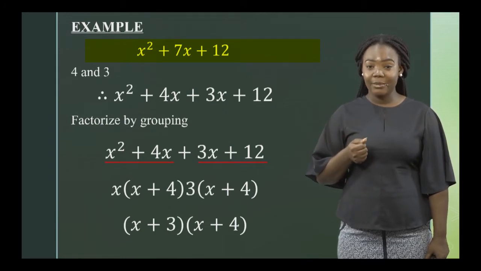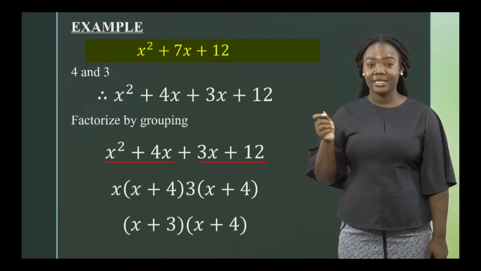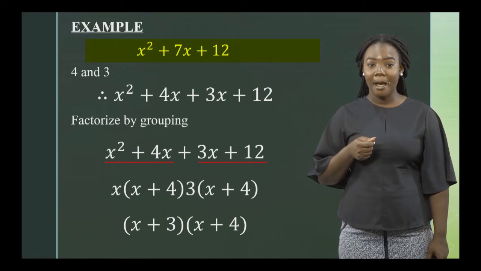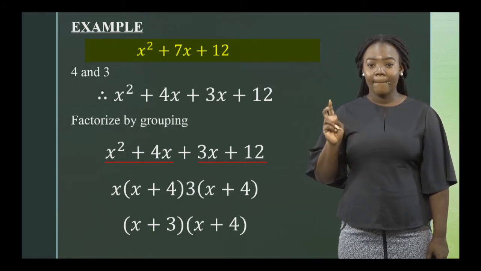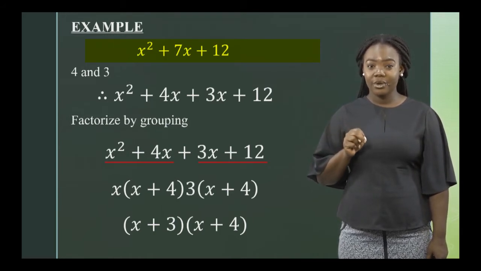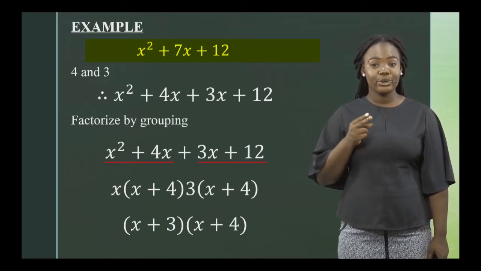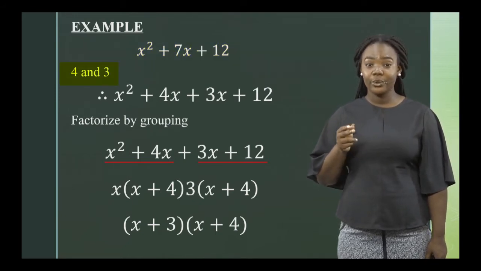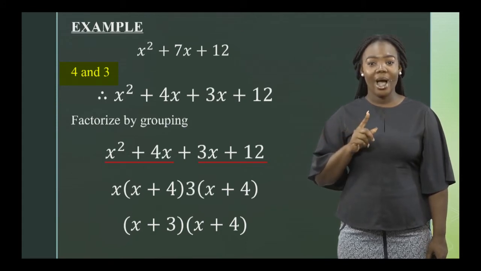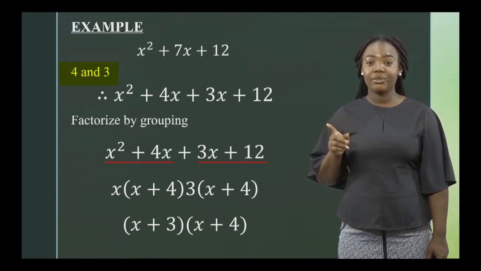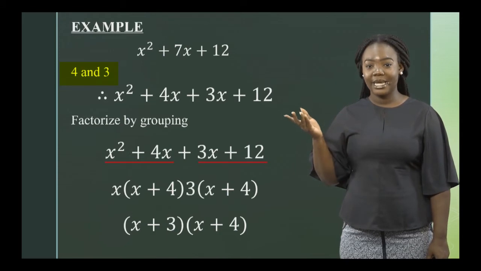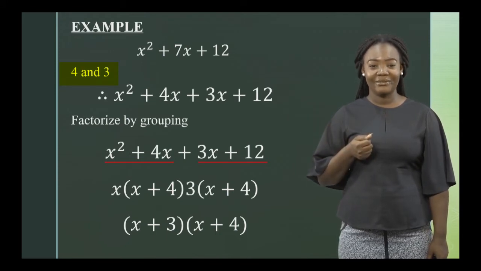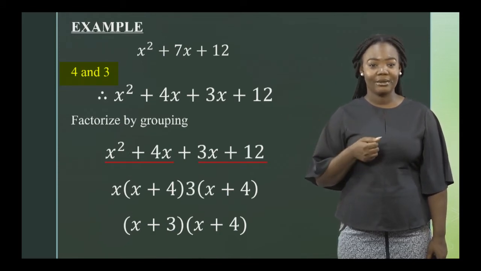Now let's take a look here. We have the same quadratic expression, x squared plus 7x plus 12. When we sum 4 plus 3, we get the value for b, which is 7. So our two factors that we're going to use are 4 and 3. Why? Because 4 multiplied by 3 will give you, yes, you would have guessed right, our ac value. Next, we factorize by grouping.